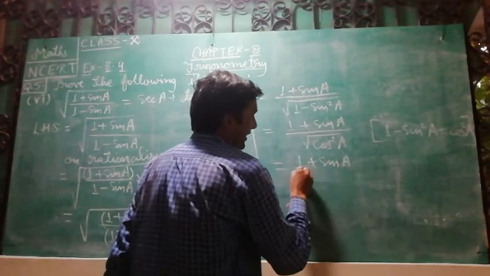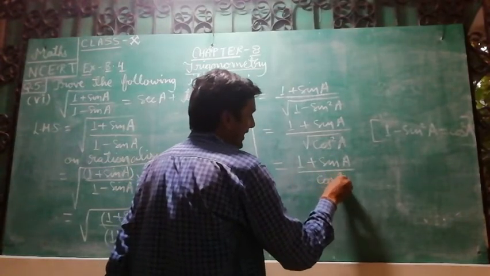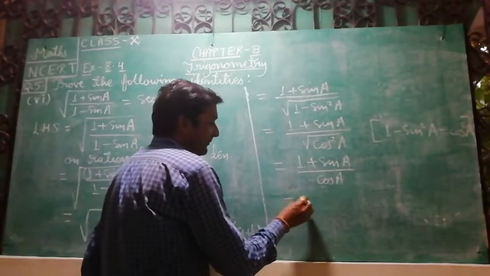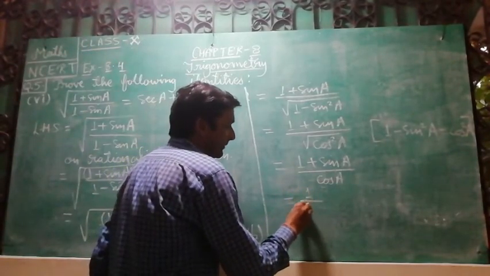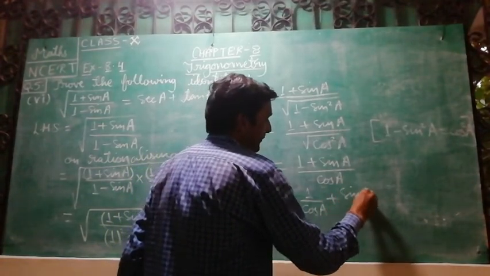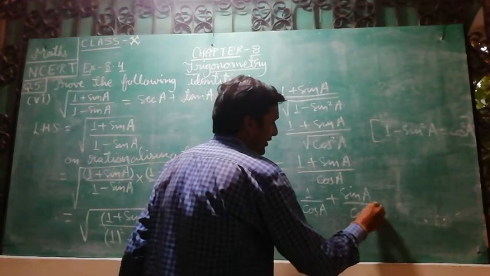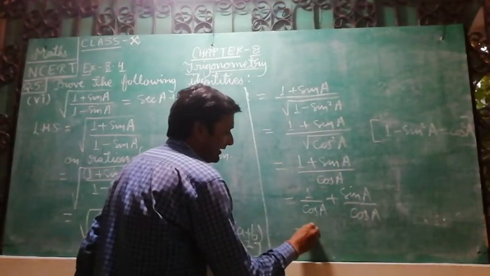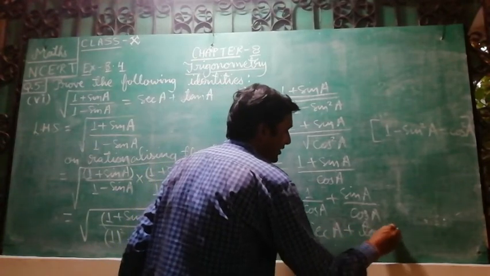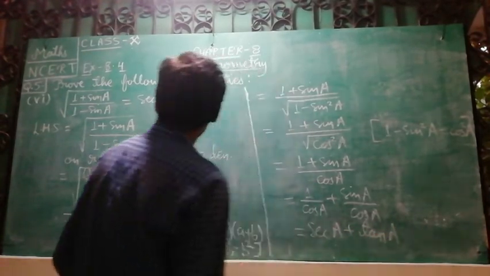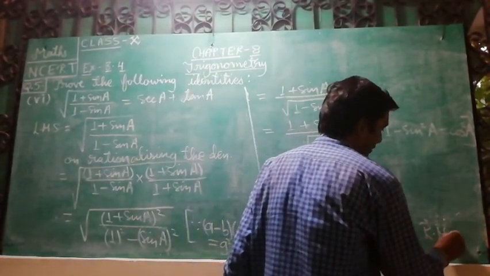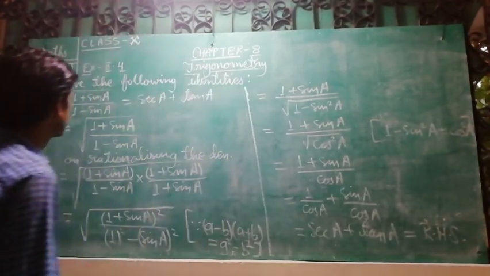1 plus sin a upon cos a, because cos square a can be taken out from the root, so the square will be removed. Now break the LCM, then it will become 1 upon cos a plus sin a upon cos a. So now it will become sec a plus tan a. This is our RHS, sec a plus tan a. So that's why we may write here RHS and hence proved. This question number 6 of 5 is now done.